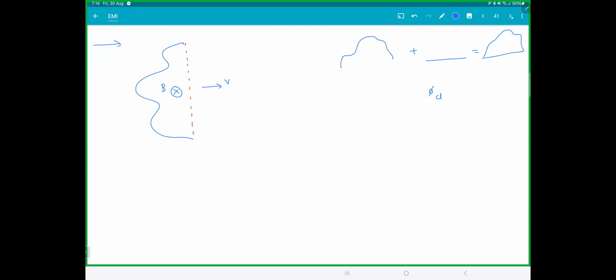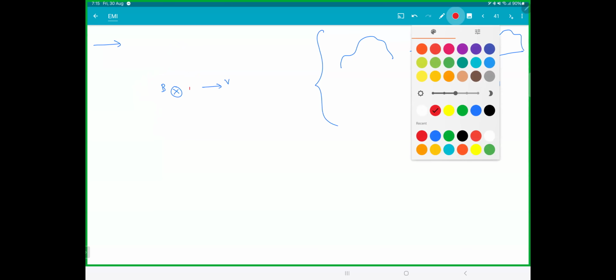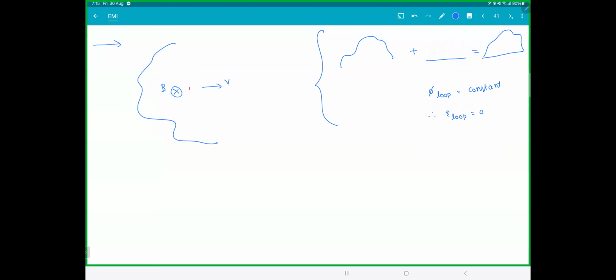So the flux of that loop is constant. The magnetic field is not changing. And therefore, the EMF in the loop is 0. That means whatever EMF the curve is generating, the straight line also must generate the same EMF, isn't it? Therefore, I can simply replace this with a rod. Let's say it is like this. So just join the ends, right? You can replace this with a rod like this, which is going with V, and you can just solve.